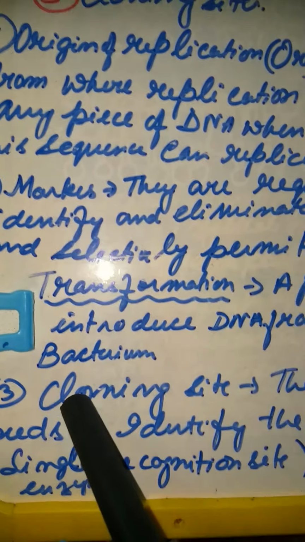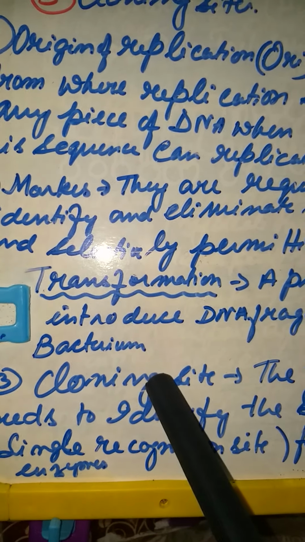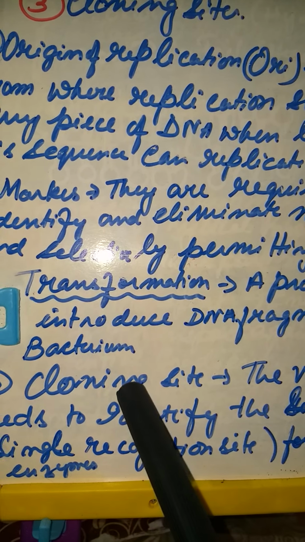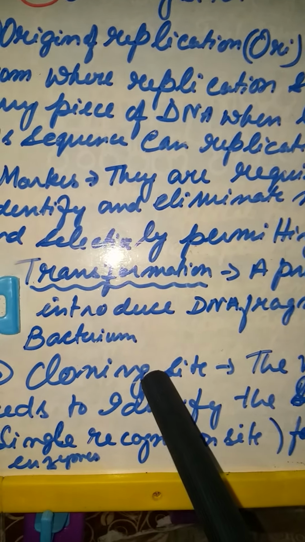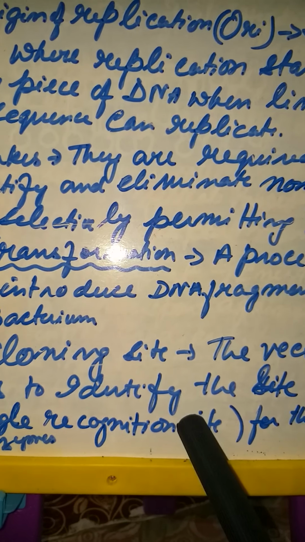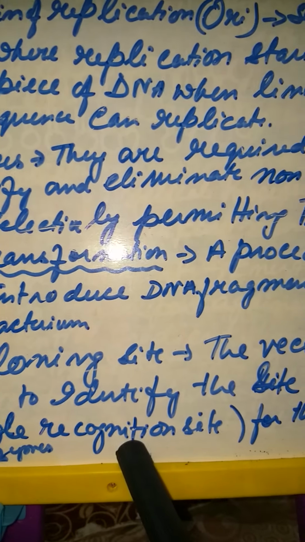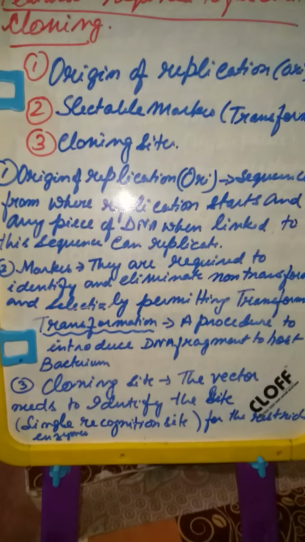Now when we are using that, we need a very important thing, that is a cloning site. This is very important. What is cloning site? Cloning site is the particular position where the vector needs to identify the site of a single recognition site. That means the vector, or the transformation procedure, needs to identify the position where the DNA has to be inserted, and that is done through restriction enzymes. So these are the 3 basic points.